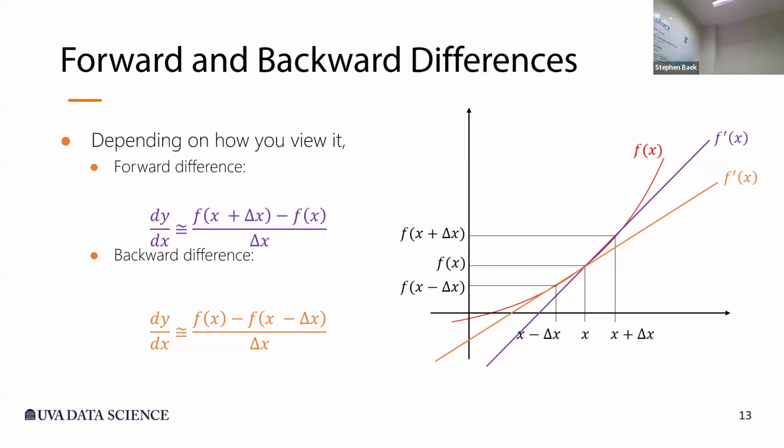Depending on how you view this, there can be many different ways of taking derivatives. For the forward difference, you go forward by delta x and then subtract the function value at the current point, divided by delta x. Backward difference is the opposite. You go back by delta x and subtract that value from the original f(x), and then divide by delta x. That is another way of approximating the derivative dy/dx, called a backward difference because we're going back.